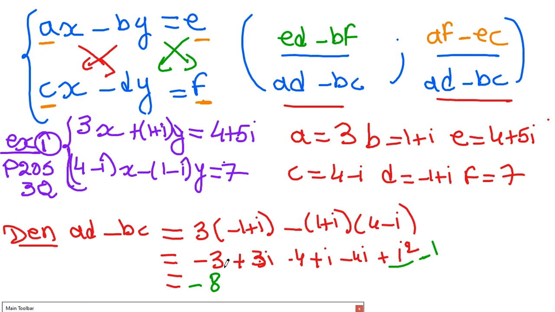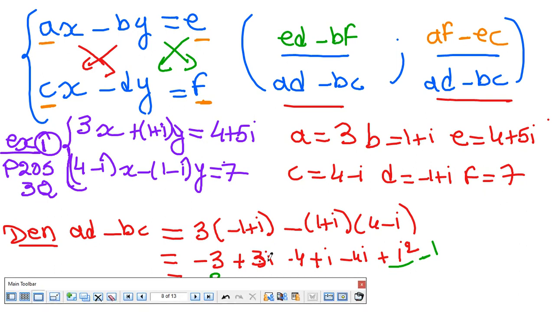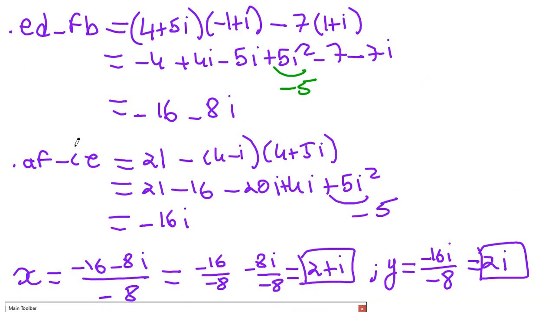Now, if I add the imaginary parts, you notice that these are complex numbers: 3i plus i, 4i minus 4i is 0. So I just have the real part here, minus 3 minus 4 minus 1, which gives me minus 8. Now I need to do the same for ed minus bf and af minus ec. So ed minus bf gives me (4 plus 5i) times (minus 1 plus i) minus 7 times (1 plus i).